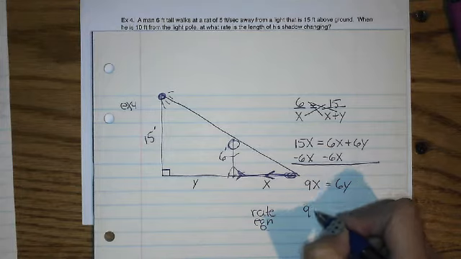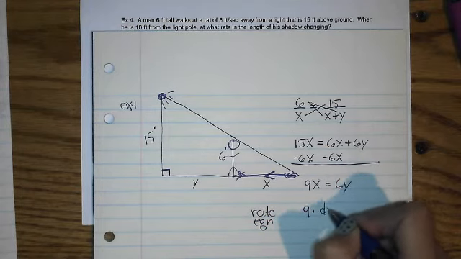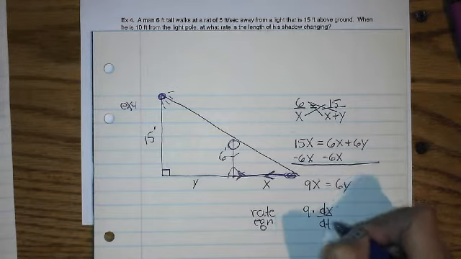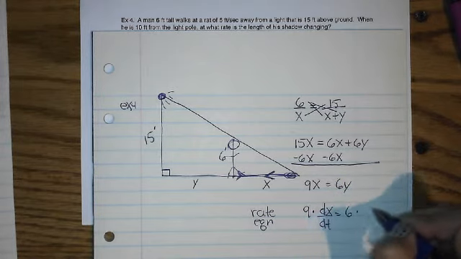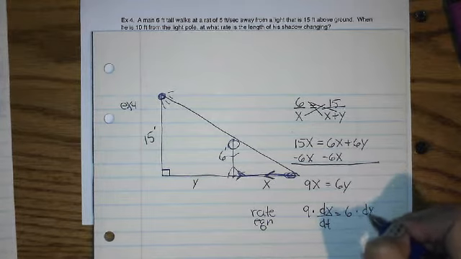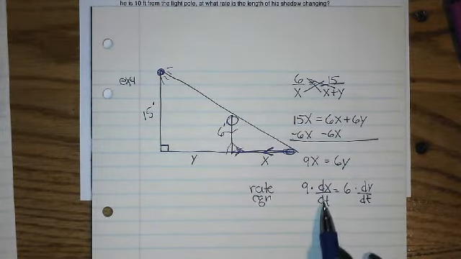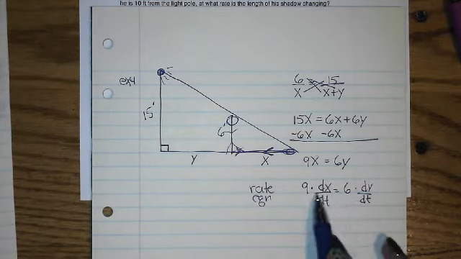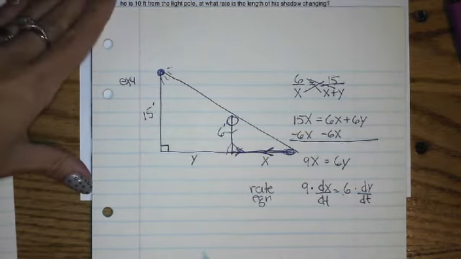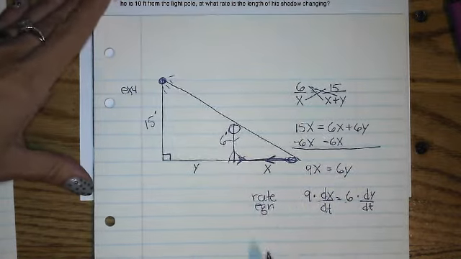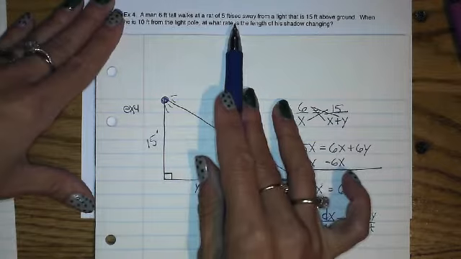Okay, so now we're ready for the rate equation. So that means this will be 9 times this derivative with respect to time, dx dt. Derivative here is just going to be 6 times its rate derivative, dy dt with respect to time. And now all I need are one of the two rates. I don't even need the x or the y.